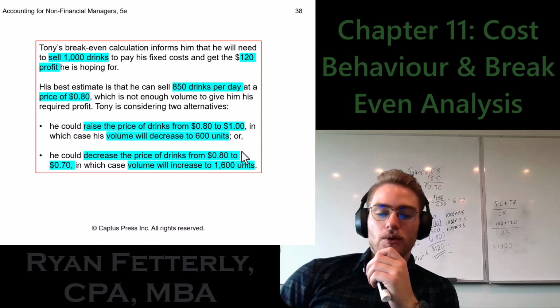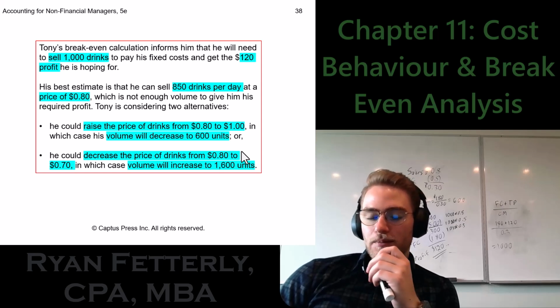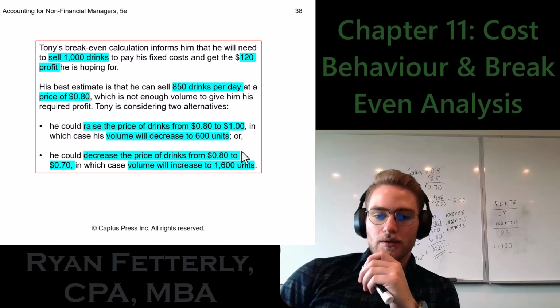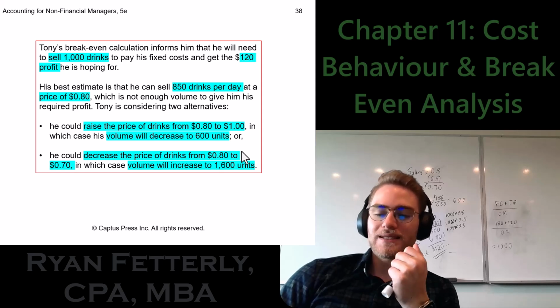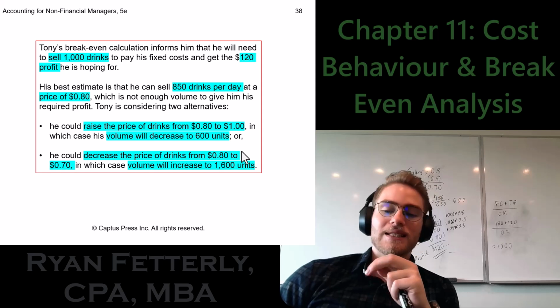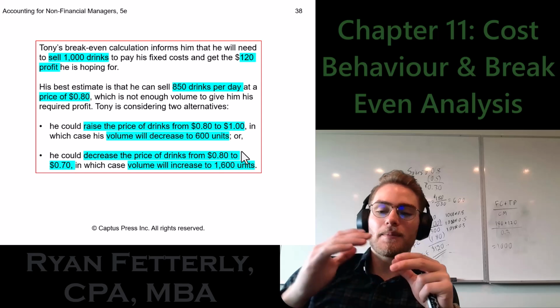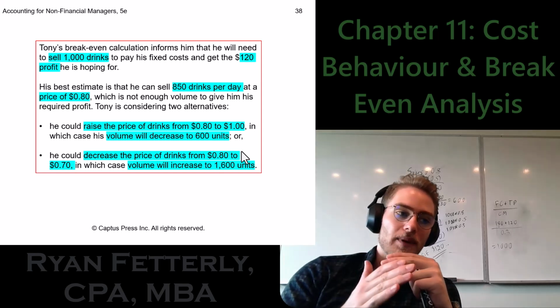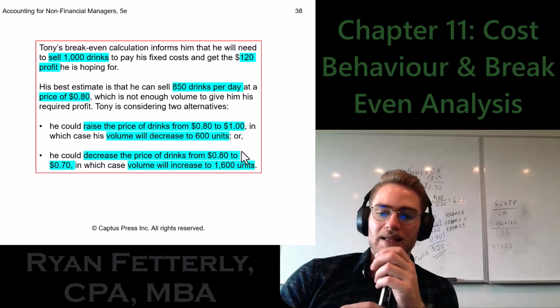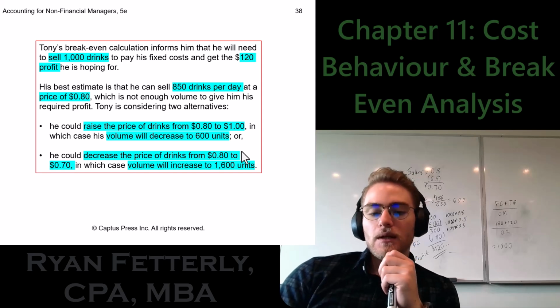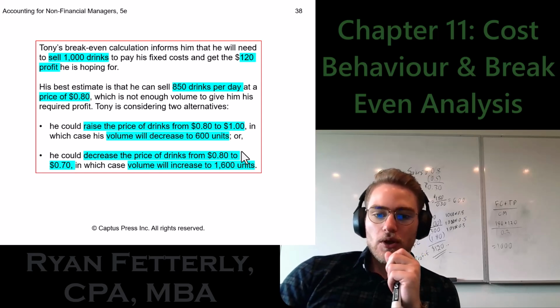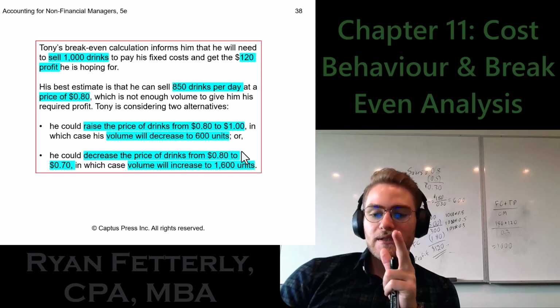So Tony is considering two alternatives. He could raise the price of drinks from 80 cents to a dollar, in which case his volume will decrease to 600 units. Because he's increasing his price, demand is dropping, since fewer consumers are willing to pay that amount, which makes sense. So if he raises his price by 20 cents to a dollar, he will only be able to sell 600 units a day.